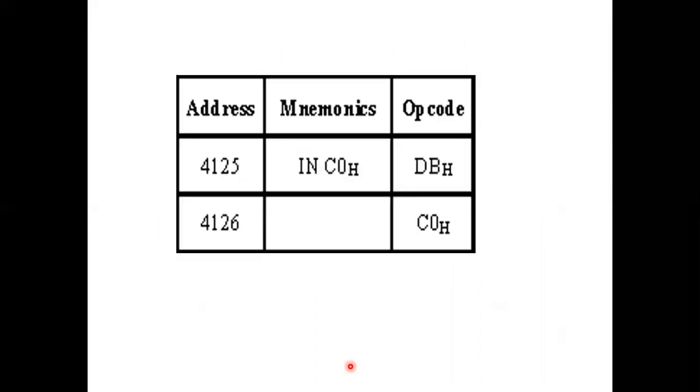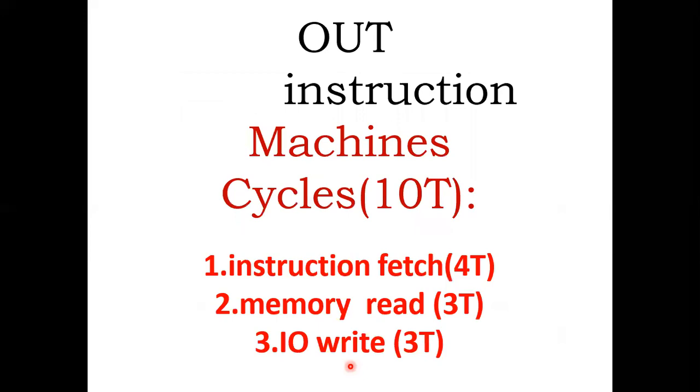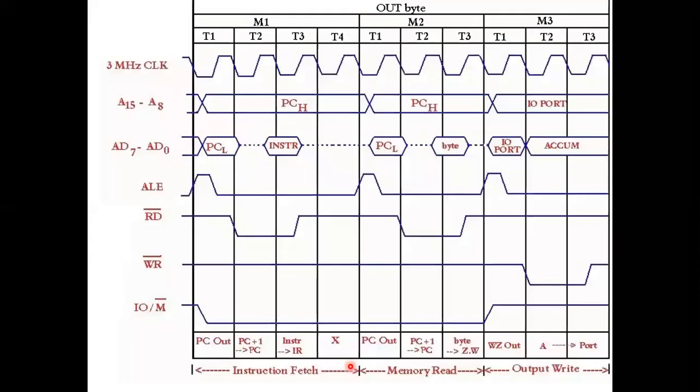That is 4125 and 4126. It is a 2-byte instruction, so we are defining the two input values. Okay, this is the timing diagram. Machine cycle 1, machine cycle 2, 3. First one is opcode fetch, second one is memory read, and final one is input output read. Then clock pulses, then AD8 to AD15, then AD0 to AD7, ALE, and read. So finally, input output read. This is the concept.